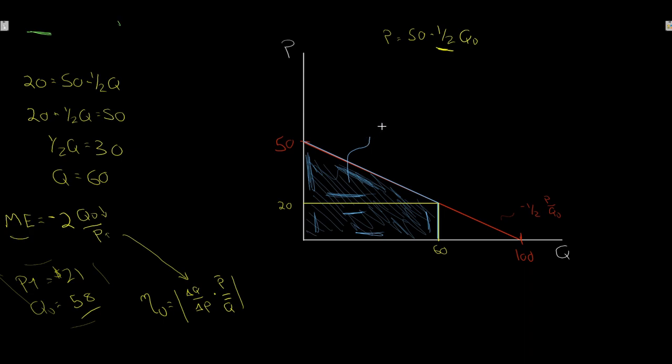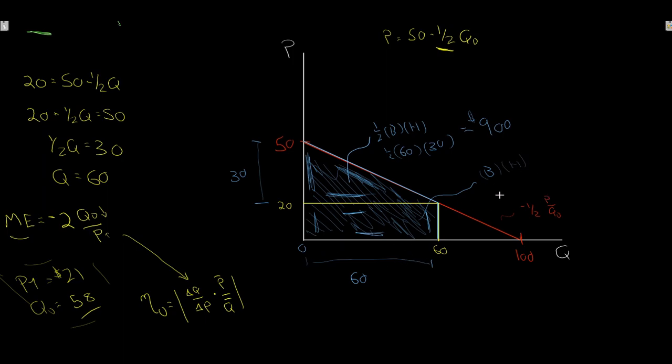So to start off with the triangle there, 1/2 base times height. Okay, what's my base? I have a base of 60. So 60, my height, 20 to 50, I have a height of 30. What's the area of that triangle? Well, that's going to be an area of $900.